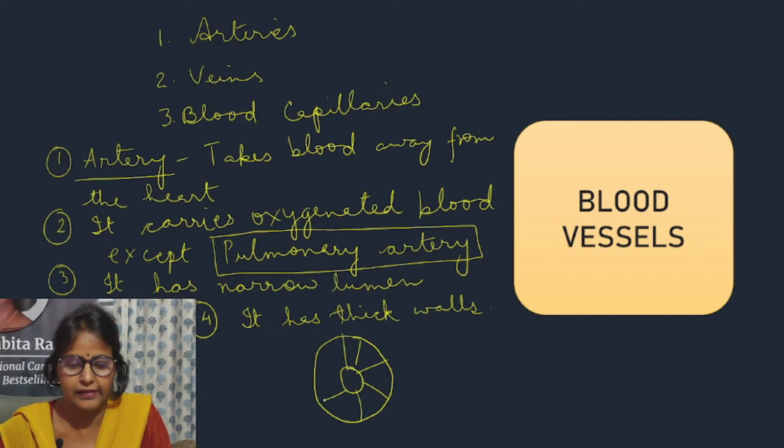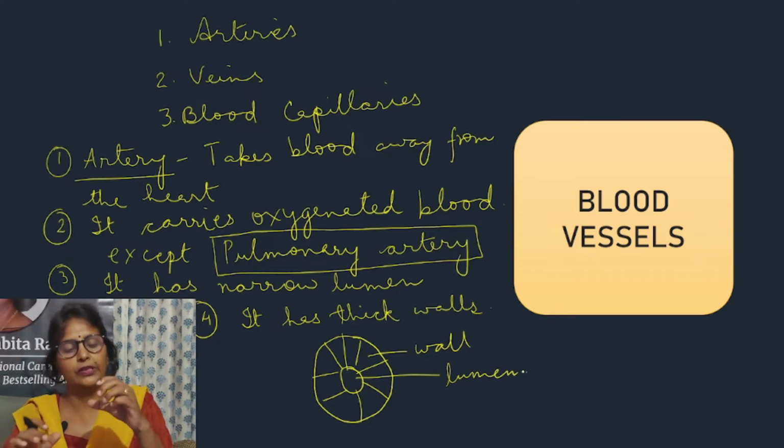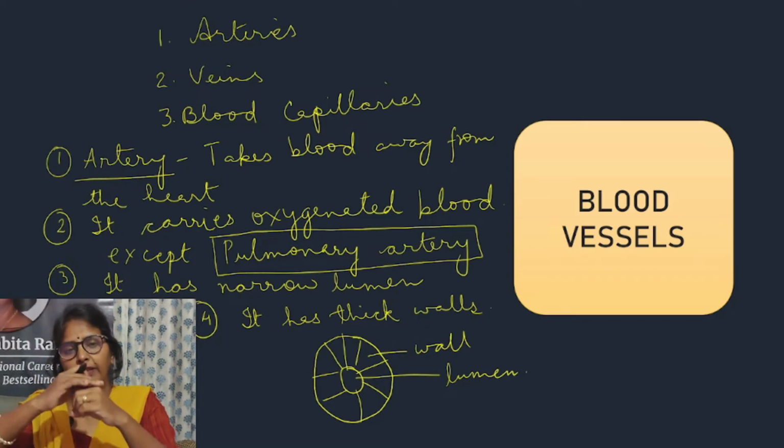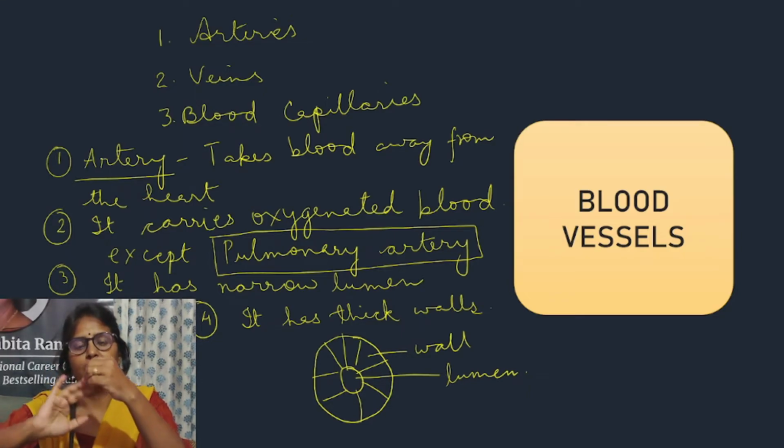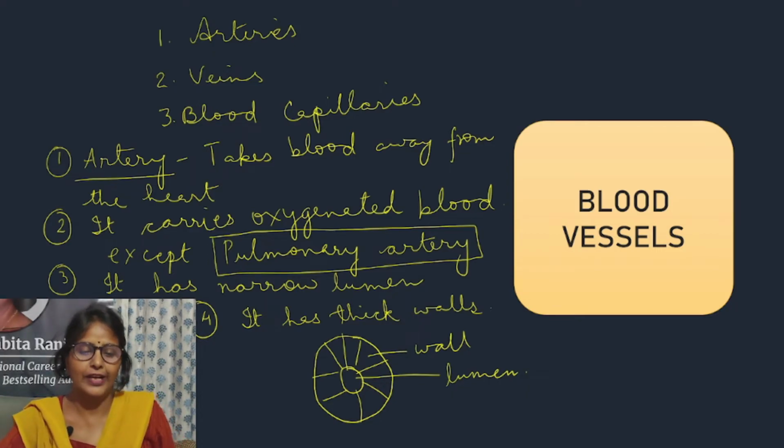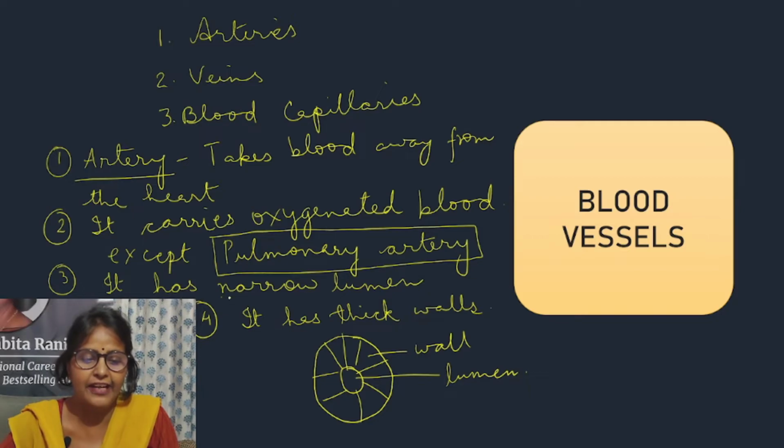This is the wall and this is the lumen. So suppose this is a tube, these are the walls, and the hole that we see through which the blood will flow is known as lumen. So arteries have narrow lumen and thick walls. So the wall of the artery is thick and it has narrow lumen.